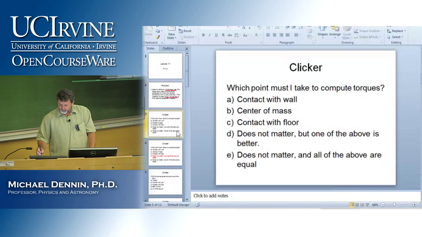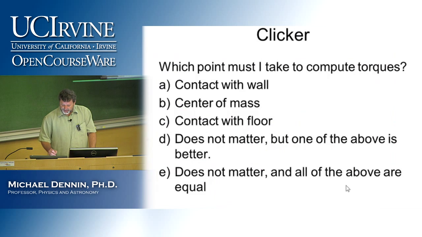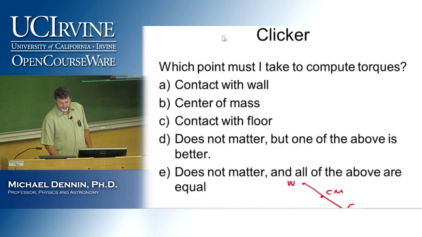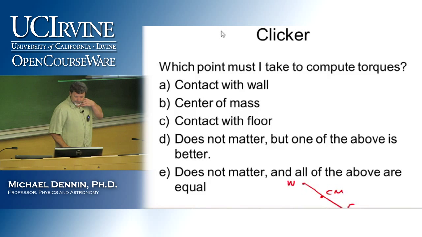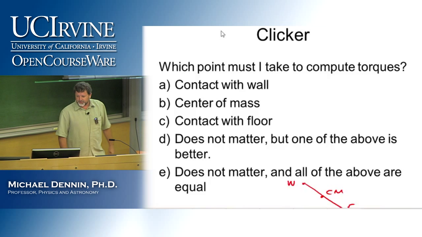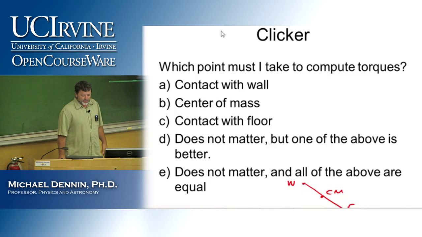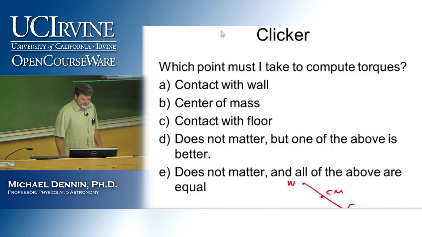So let's go. Now we're going to solve the actual problem, right? So keep in mind what we had is our beam like that. And here's our wall, here's our floor, and here's our center of mass. So where do you want to compute the torques about when you solve this problem? The wall, the center of mass, the floor, it does not matter, but one of these will turn out to be better. It does not matter, and they're all exactly equal.